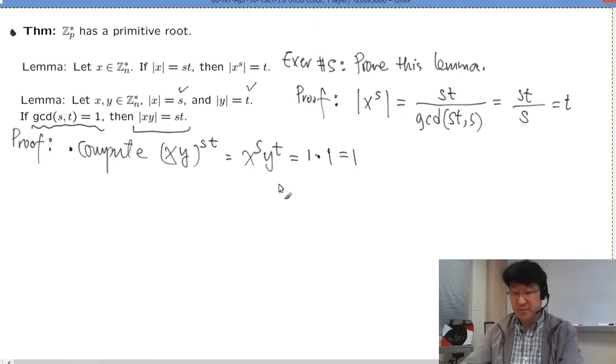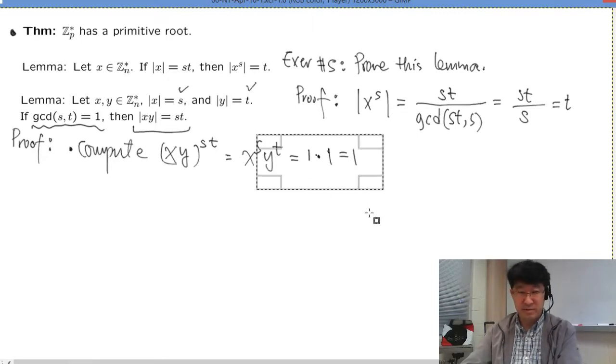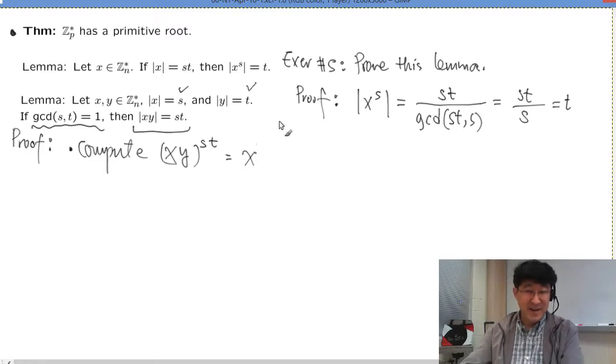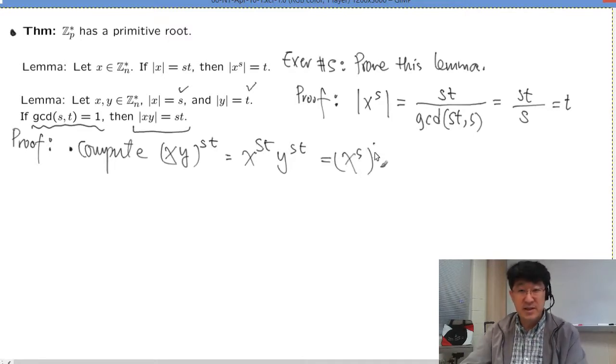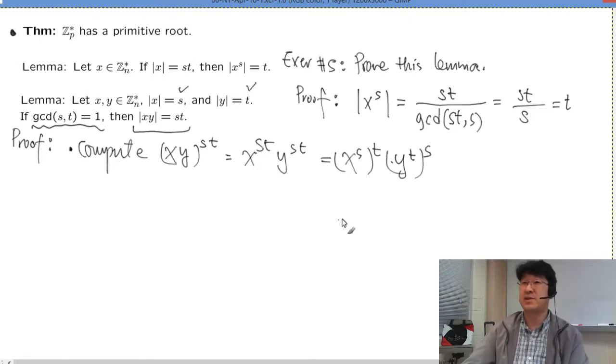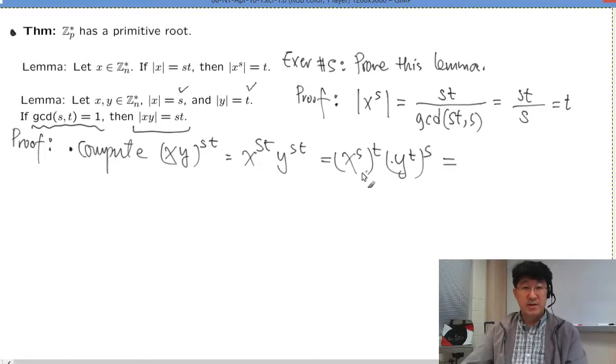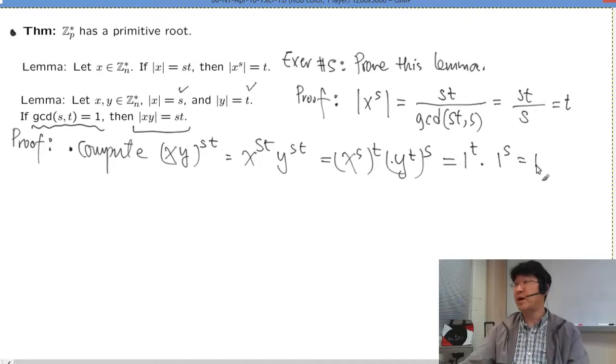You're right. Yeah, I was daydreaming. st, thank you. st, so that should be organized into x to the s, t there, and y to the t, s out there. That's like that. Thank you so much. This is 1 times 1 raised to the tth power, and that's 1 raised to the nth power. So that's why it's 1.